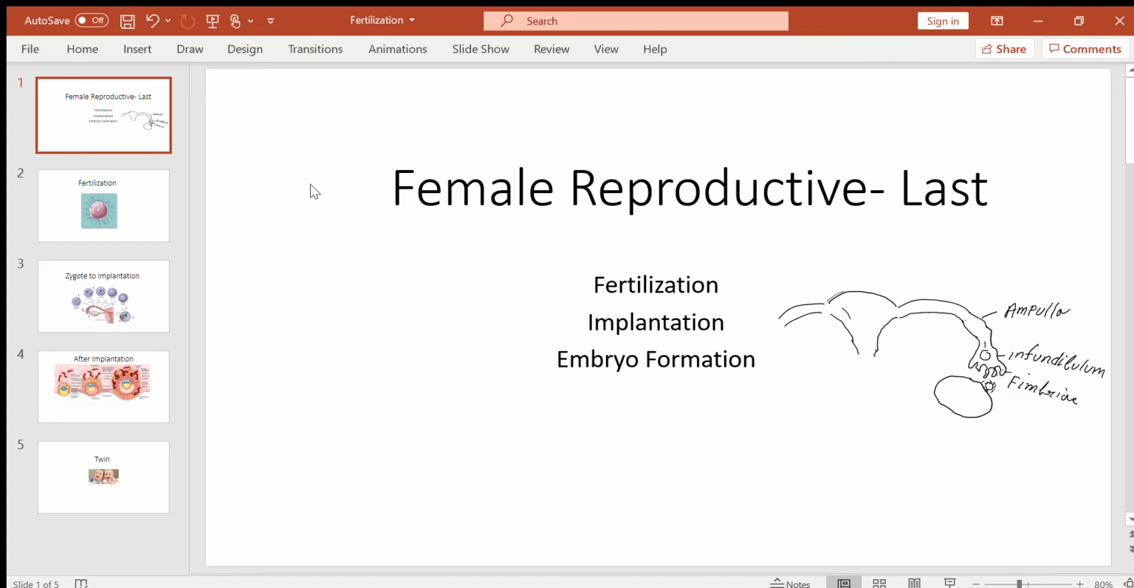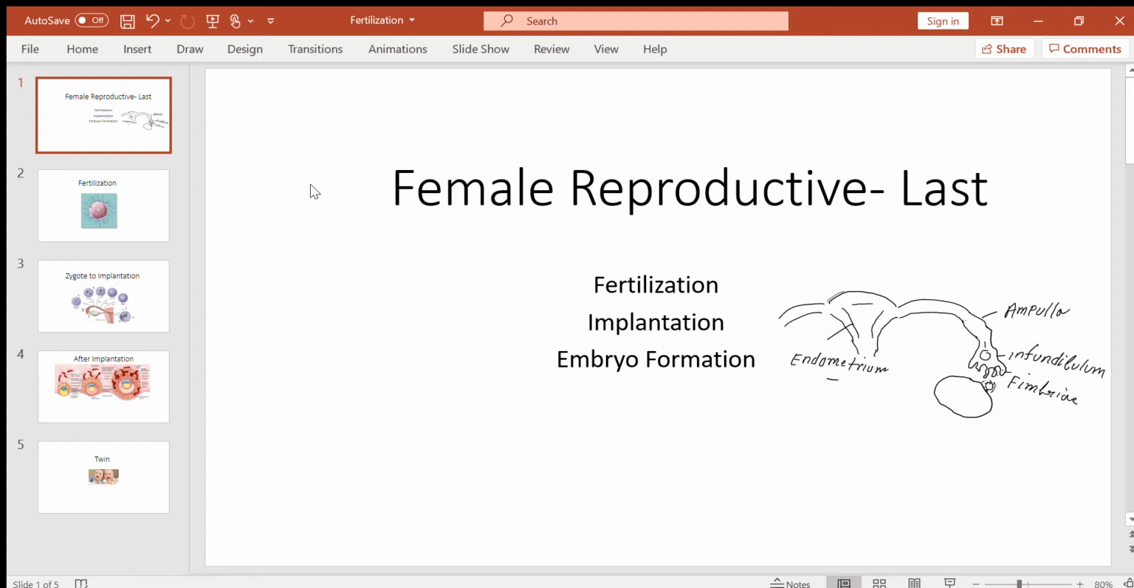So this egg starts to move towards the house. House is the uterus that makes a nice soft endometrial bed, right, to receive the fertilized egg. So here is the endometrium.